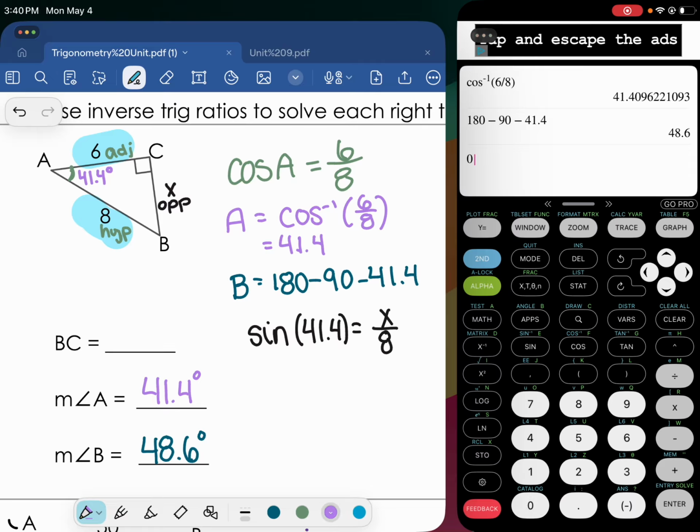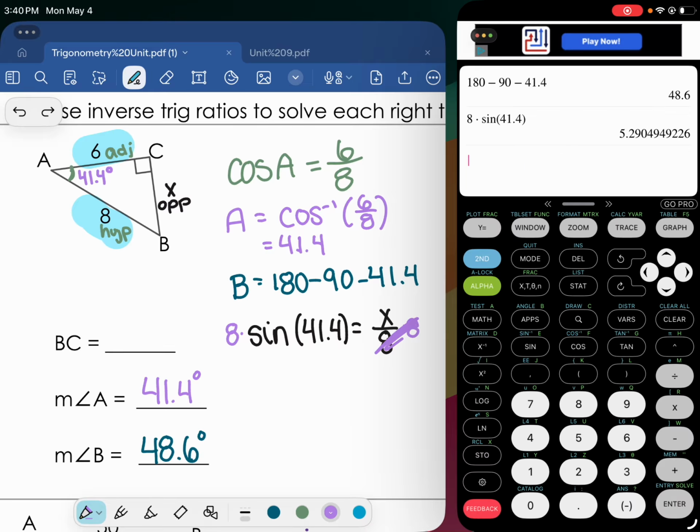Now, to get X by itself, how do I undo division? I multiply. And then I would just take my calculator and do 8 times the sine of 41.4. That's 5.29. And that side length is BC because X is between B and C. Oh, sorry, I should have called that 5.3 because we're rounding to the nearest tenth on this one.